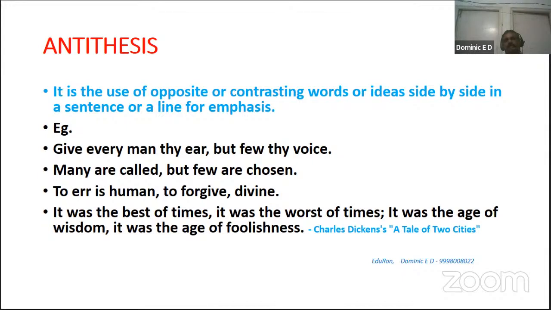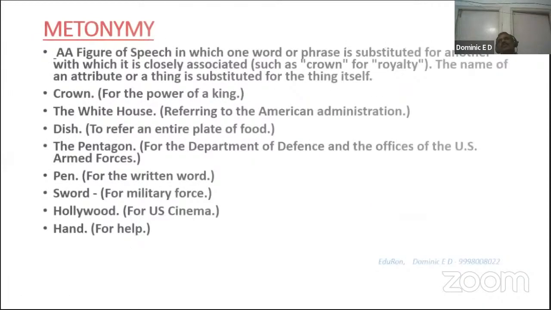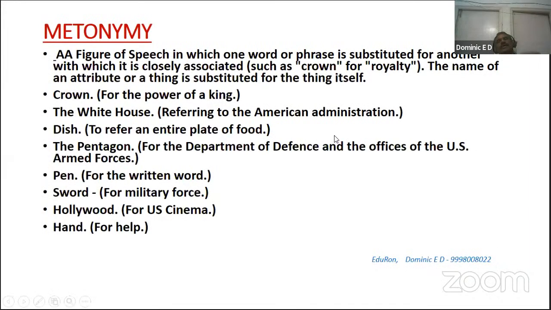To err, to forgive. It was the best of times, it was the worst of times. It was the age of wisdom, it was the age of foolishness. Charles Dickens, in A Tale of Two Cities, has used it. So here, best and worst, wisdom and foolishness. These are all the ways antithesis is used. Or: upward or downward, thy motion, thy rest. The poet looking at the fountain makes it so. So motion and rest, upward or downward: antithesis, opposite words used within a single line.